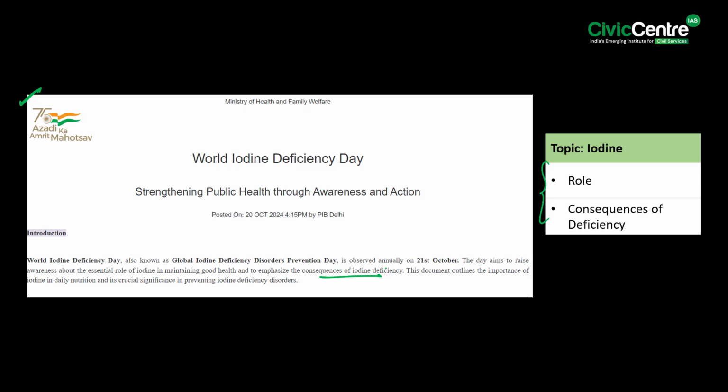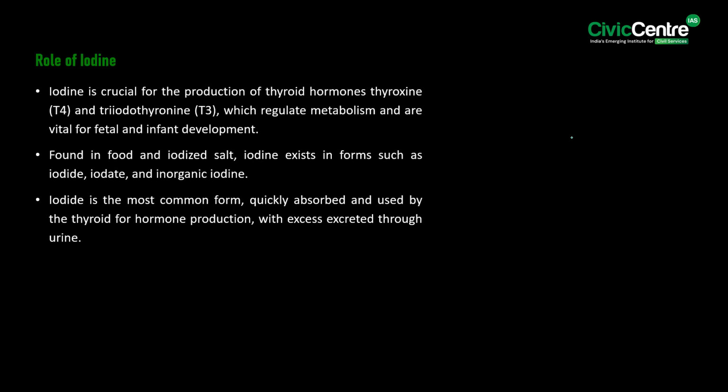In this context, let us talk about iodine, which is essential for health. Firstly, talking about the role of iodine. See, iodine is crucial for the production of thyroid hormones thyroxine, T4, and triiodothyronine, T3, which regulate metabolism and are vital for fetal and infant development.